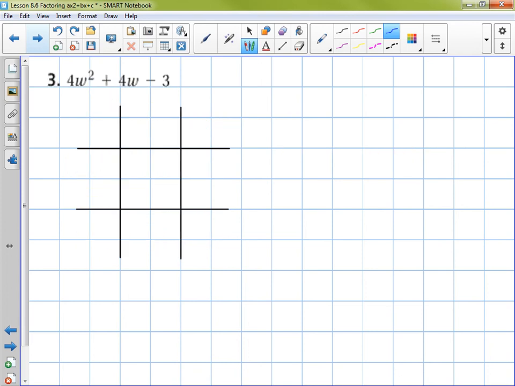Next example. 4w squared plus 4w minus 3. So I'm going to write in the last column, and then I'm going to ask you to hit the pause button so that you can try this on your own.